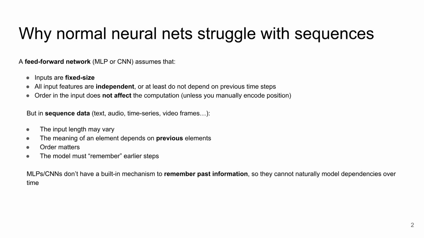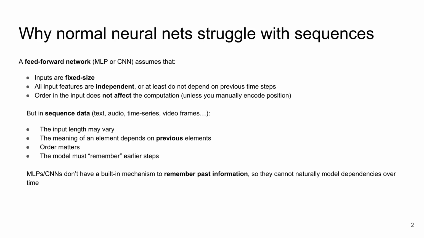Let's start with the fundamental problem. Traditional neural networks, like MLPs and CNNs, were designed with some key assumptions. They expect fixed-size inputs, treat all features as independent, and don't care about the order of inputs. But when we work with sequential data, think of sentences in text, audio waves, or stock prices over time, these assumptions break down. The length of sequences varies.